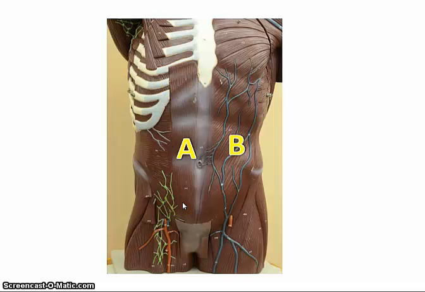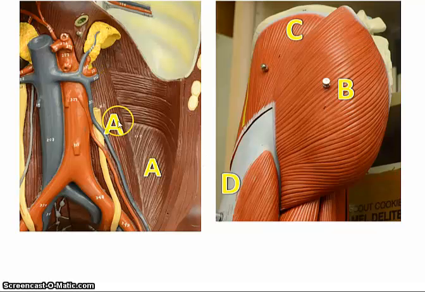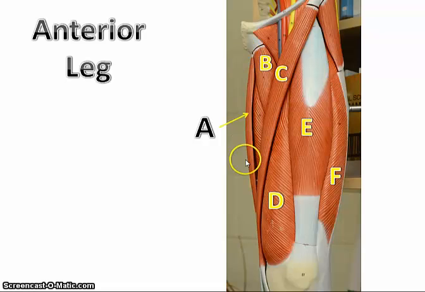Rectus abdominis. External obliques. Iliopsoas. Gluteus maximus. Gluteus medius. Iliotibial tract. Gracilis. Adductor longus. Sartorius. Vastus medialis. Rectus femoris. Underneath, vastus intermedius. Vastus lateralis.